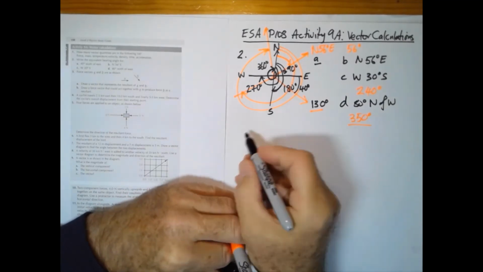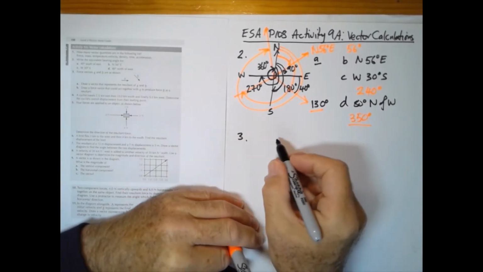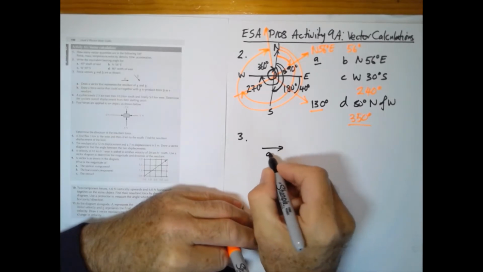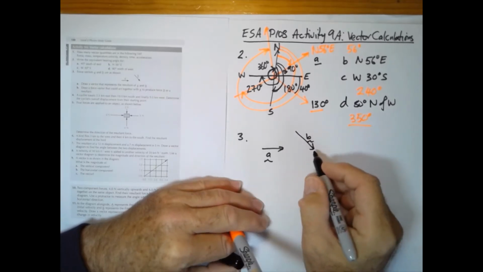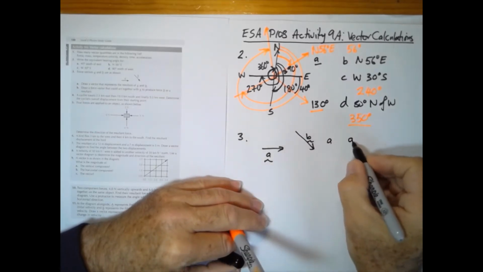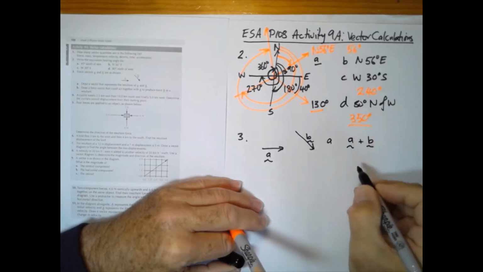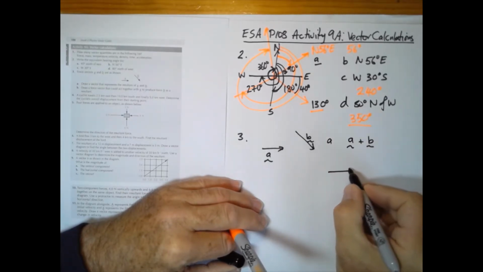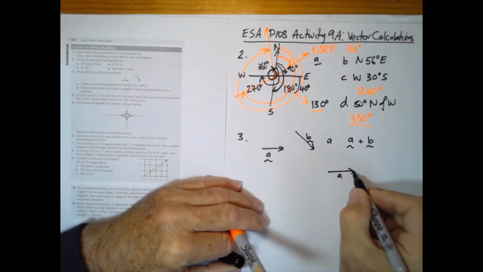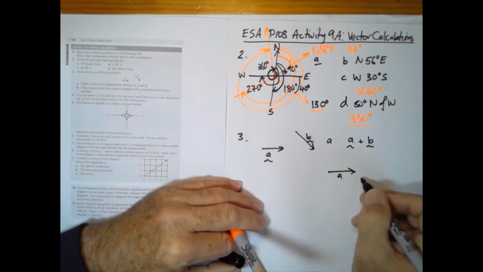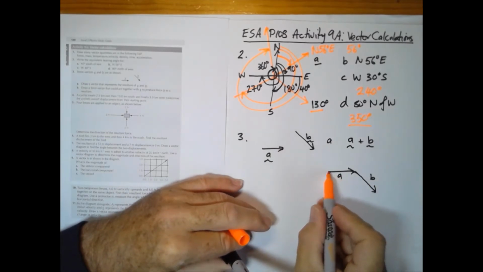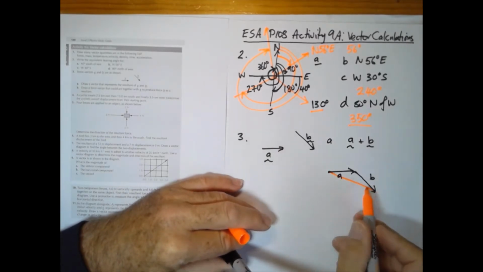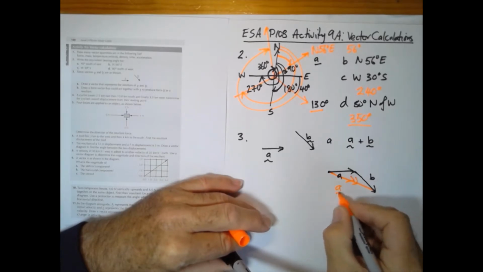Number 3, we've got two force vectors. We've got A and we've got B. 3A, draw a vector that represents vector A plus vector B. So vector A, head to tail, add to vector B. So the resultant of that is this vector here from tail to head. Resultant A plus B.